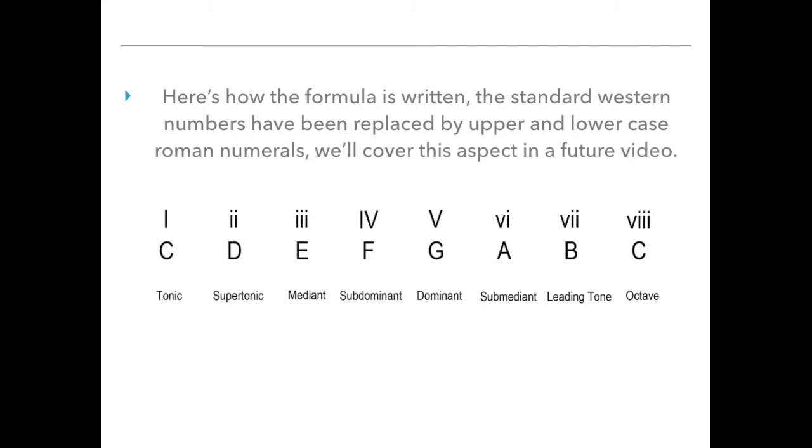Here is how the formula is actually written. The standard Western numbers have been replaced by upper and lowercase Roman numerals. We will be going over this in a future video, but we're not concerned about it right now.